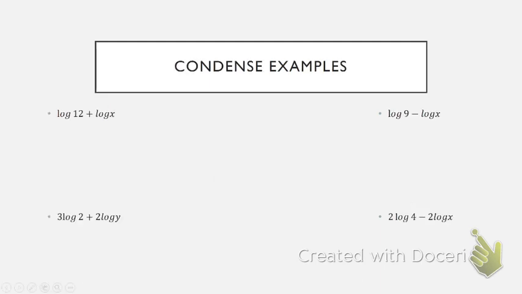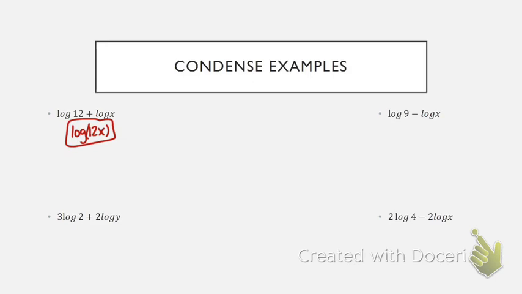Okay. So, this is the opposite. It's condensing. So, the first one, I have log 12 plus log x. So I know I'm going to condense to one log. I have two things. I have a 12, I have an x. They're being added, the two logs. So we're going to multiply the inputs.